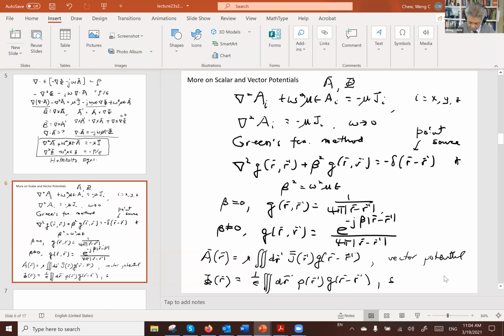And this is what? The scalar potential. So are there any questions for this? Any questions for this derivation? Is everything fine and dandy for you? If everything is fine, then we can move on to do something more interesting.